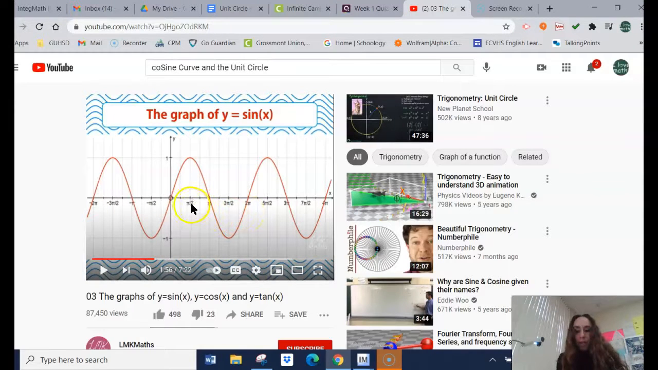Now if you look here, it's not in degree mode, it's in radian mode. So pi over 2 is 180 over 2, which is 90, 180, 270. So this is what the sine curve looks like.